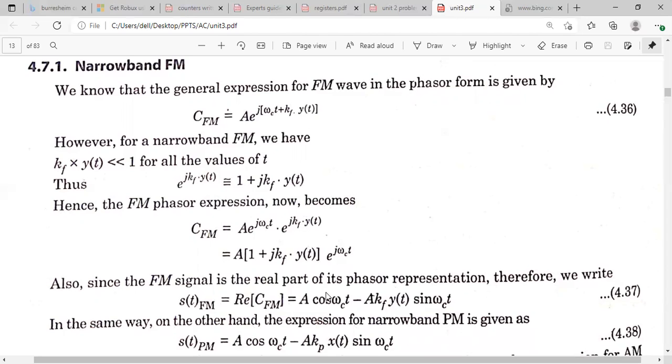In the same way, you can write instead of x of t, y of t; what you have to replace here is simply x of t. This is the frequency sensitivity factor and this is the phase sensitivity factor. So these are the expressions for the narrowband FM and the narrowband PM.